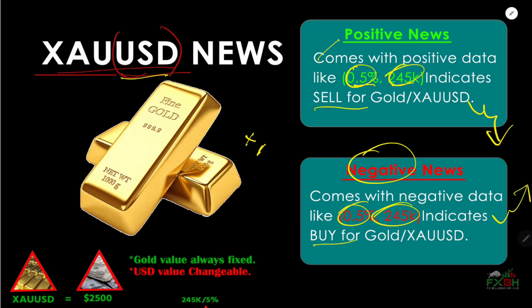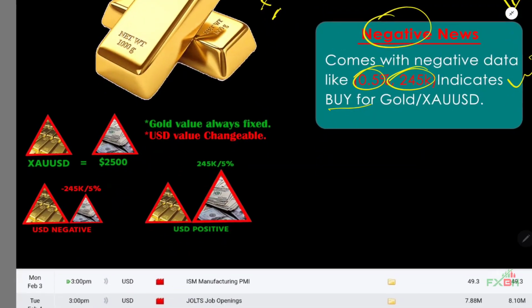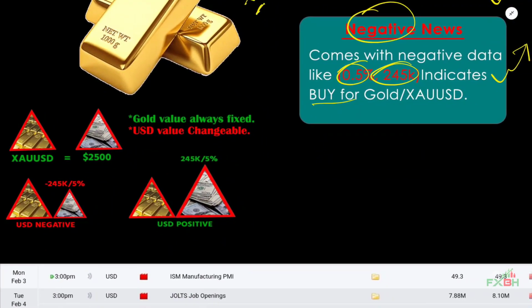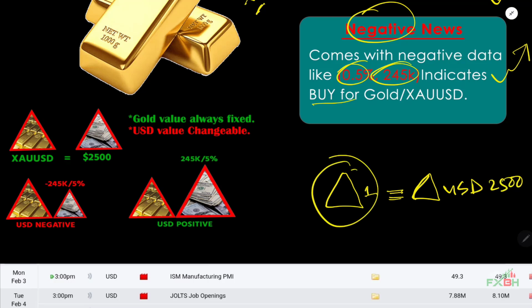I already mentioned that. You may ask me, Mr. Boom, why for positive news we will sell gold, and why for negative news we will buy gold? Let me explain it. Suppose this is a triangle of gold, its value is equal to 1, and this is a triangle of dollar. Both are equal, and this dollar value, that means USD value, is 2500. Gold is always constant, and USD value is always changeable. That means this is variable, this is constant.